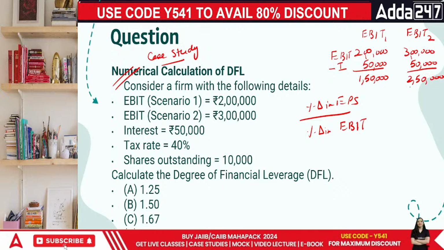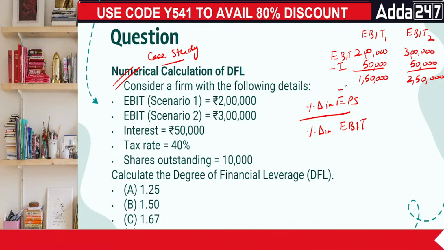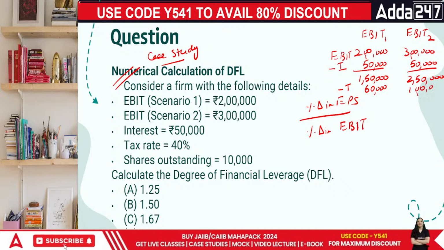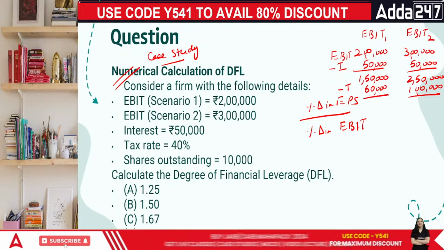Then they say remove the portion of tax. What's the tax? 40% of it. 15 fours are 60 and 25 fours are 1 lakh. This is your tax, everyone. Once you remove the tax, what are you left with?